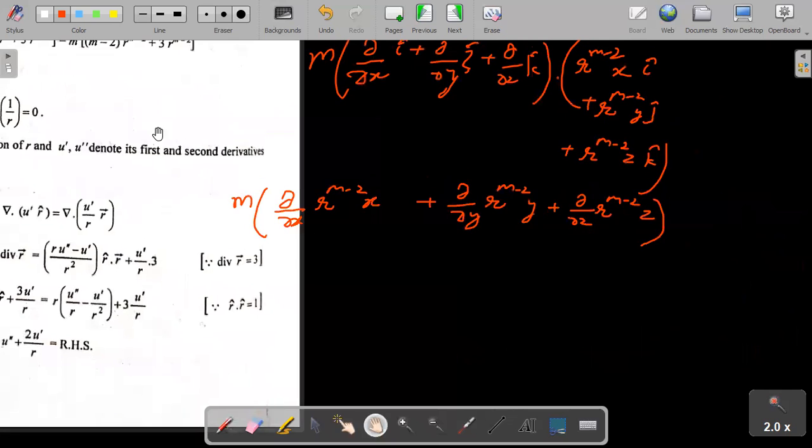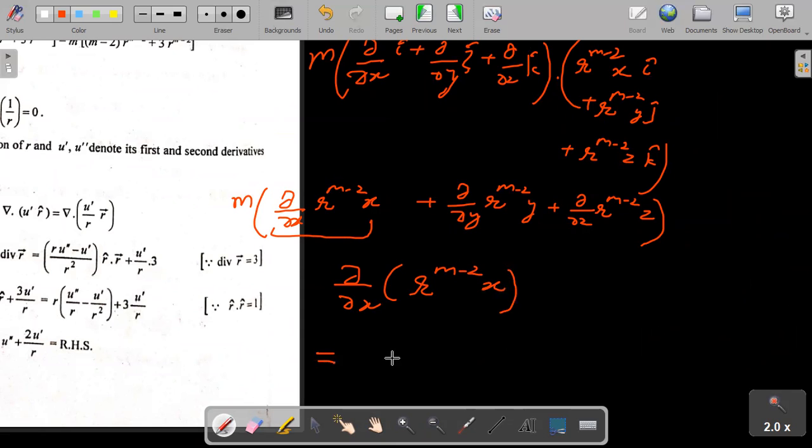So now you just have to evaluate one of the derivatives. So let us evaluate this derivative. So del by del x of r to the power m minus 2 x. So you see ये derivative क्या बन जाएगा? So first function as such, r to the power m minus 2. So derivative of x will be 1, right? Plus x. अब जब derivative of r लेंगे तो ये क्या बन जाएगा?